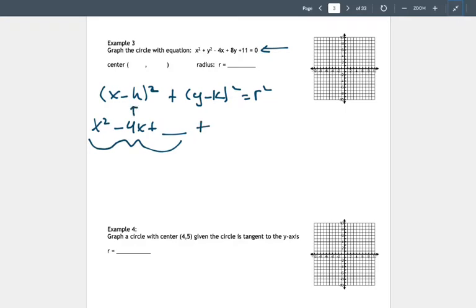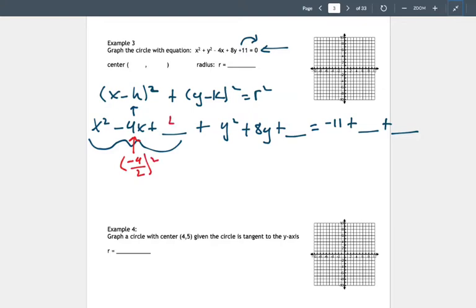Then you're going to group your y's together. So you've got y squared plus 8y plus some number equals, I'm going to move the 11 over to the other side, so now it's negative 11. Whatever I'm adding to the x trinomial and the y trinomial, I need to add to the right side as well. How you figure out what to add: you take this middle term, negative 4, divide it by 2, and square it. Negative 4 divided by 2 is negative 2, and when you square it, you get 4. So you're going to add 4 to both sides.